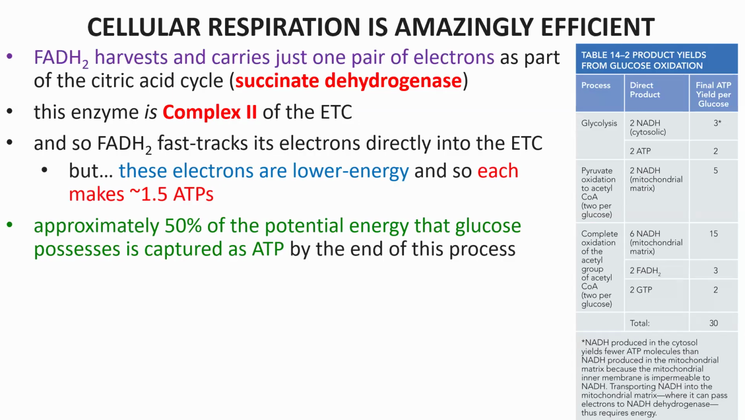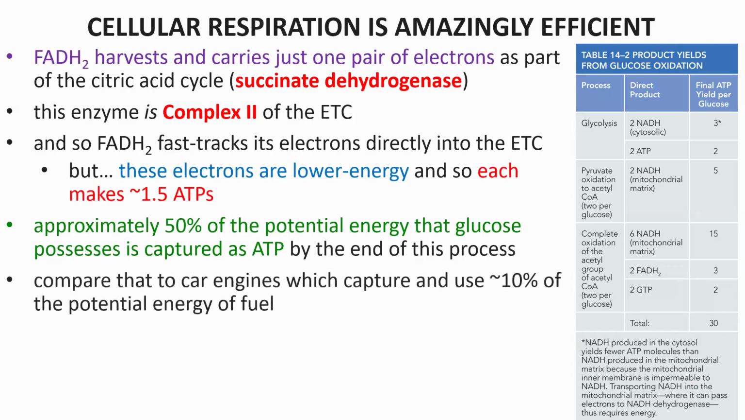Approximately 50% of the potential energy that glucose has to offer is captured as ATP, as the chemical energy of these triphosphates by the end of aerobic respiration. And as much as that sounds wasteful, it's only 50%, you might be thinking. That is by far the most efficient energy conversion that I think we're aware of, period, as a species.